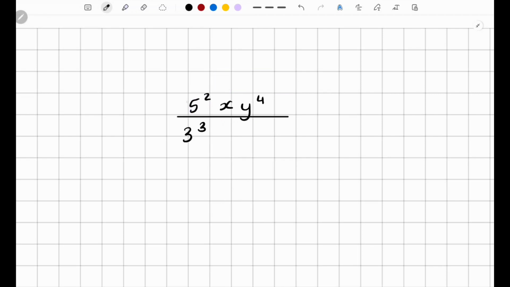Likewise, if you had a case like this, as you can see, the bases on the coefficient are not the same. So we will just simplify it. What is 5 squared? That is 25. And you still have x, y to the power of 4 over what is 3 to the power of 3. That is 27. And as you can see, 25 and 27, they cannot divide. So this would just be your answer.